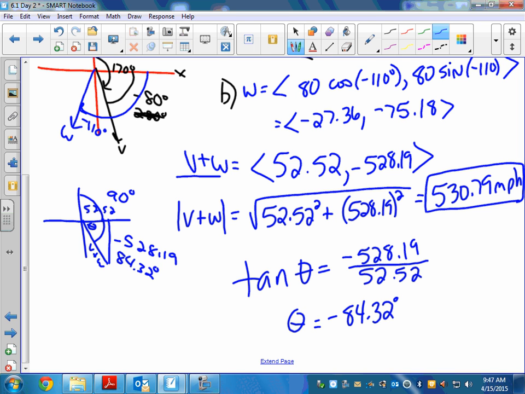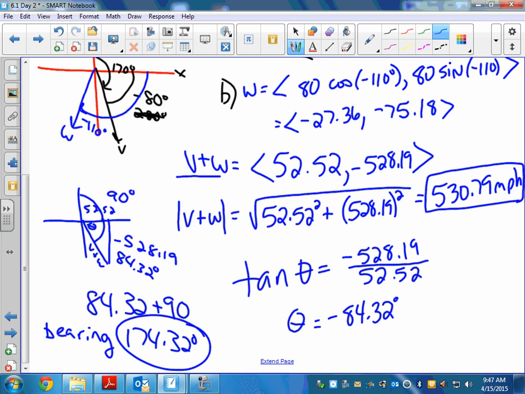Does it make sense that I'm just going to take 90 plus that? I was struggling because I was trying to keep it negative, and I was like, why is this not working? But basically, I'm just going to take my answer and add 90 to it, and that would give me the bearing angle. And I believe that's the answer they give you in the book. So the bearing would be 174.32 degrees, and the speed would be 530.79.